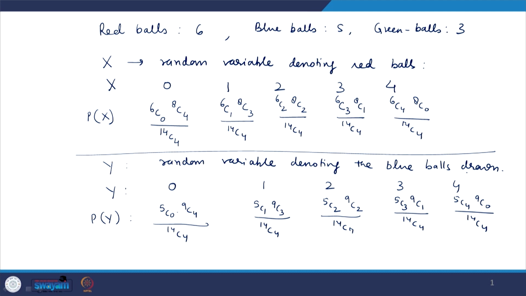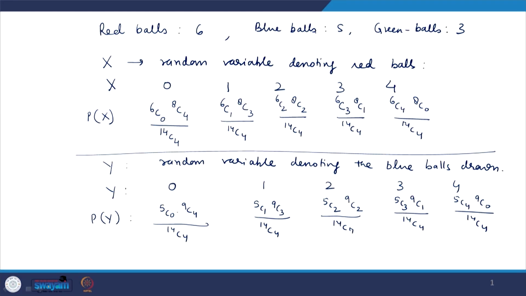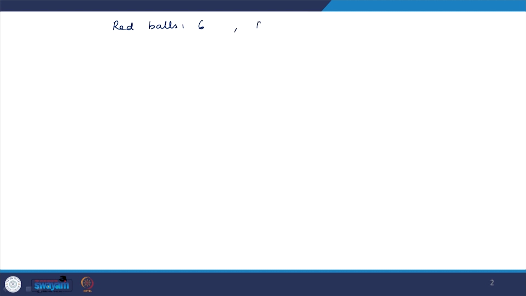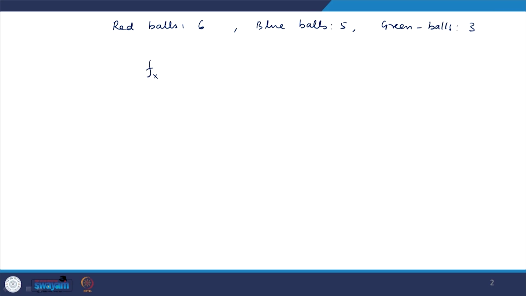Now, suppose in the same problem we want to find the joint probability mass function for X and Y. How can we find that? Let us write it again. Red balls are 6, blue balls are 5, and green balls are 3. Now we want to compute the joint PMF of X and Y, let us denote it by f(x,y).